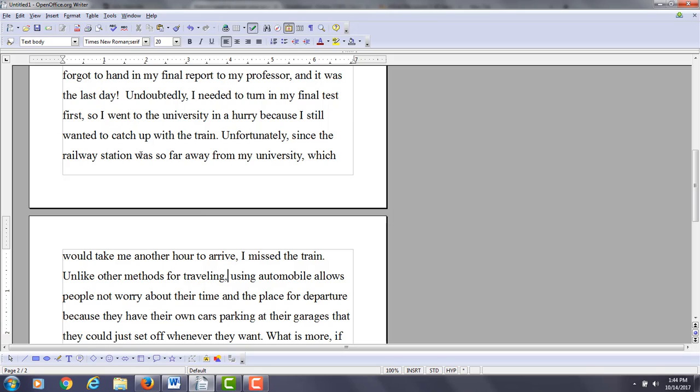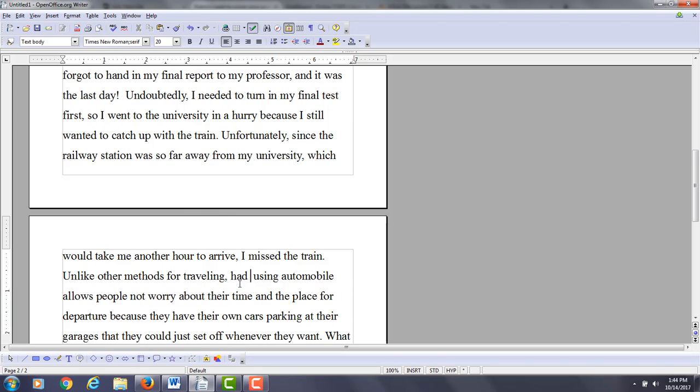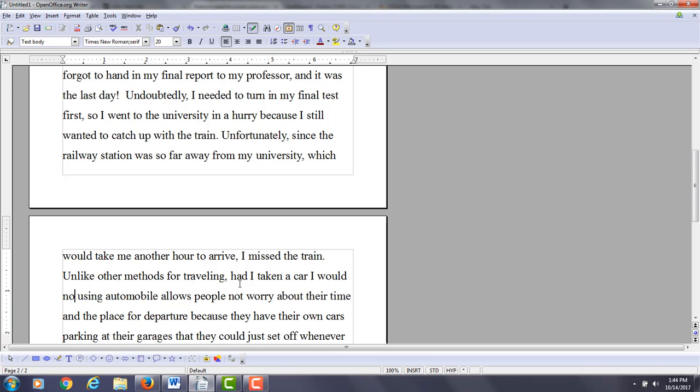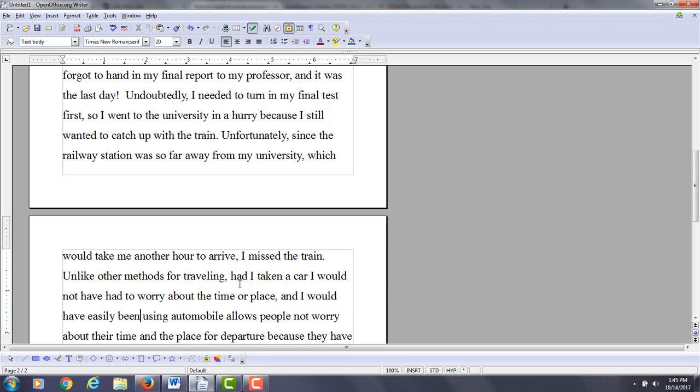Now, what I want to do here is I want to take this idea and personalize it a little bit. So had I taken a car, I would not have had to worry about the time or a place, and I would have easily been able to turn in my project and get to my destination.